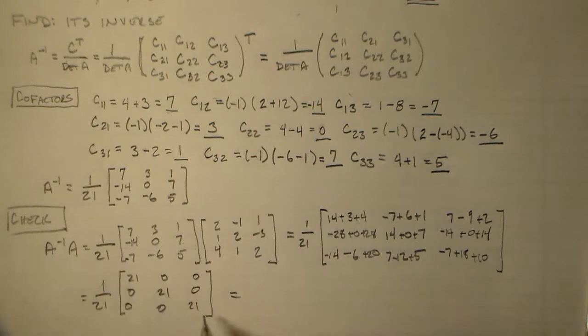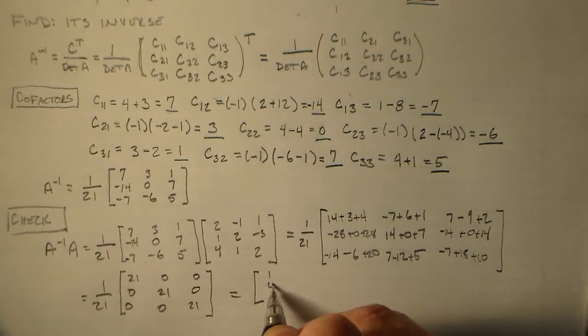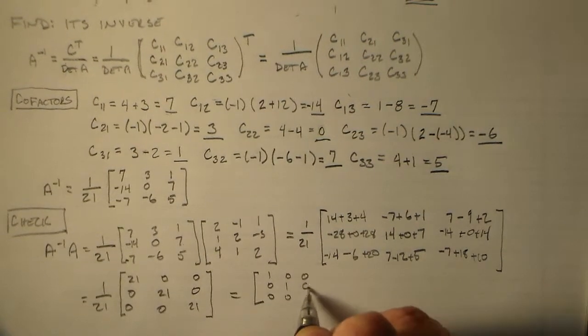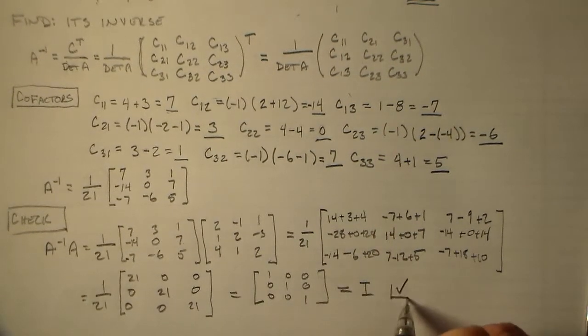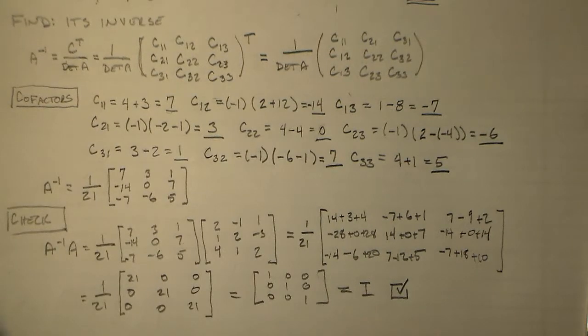And you can see what happens here. I divide everything by 21. I get 1 0 0, 0 1 0, 0 0 1, which is the identity matrix, which is what we were looking for. So we did it right the first time.